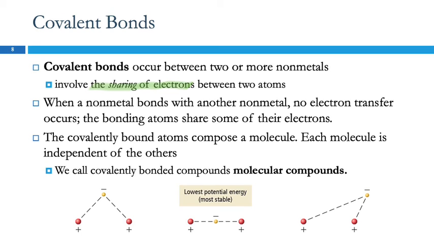Covalent bonds are found in molecular compounds. They form molecules, not ions. They have discrete molecules, like water is 2 hydrogens and 1 oxygen. And those are not going to be chemically bonded to other molecules.